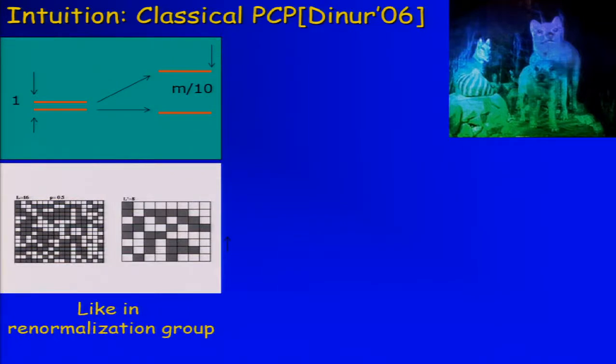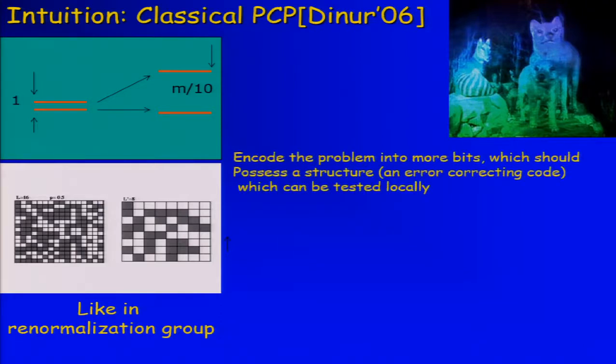But to the physicists and chemists in the audience, a possible way to think about it is something like a renormalization group approach, where you start from a small problem, and then you do some renormalization step and spread the problem a little bit to a slightly larger scale, and then you repeat. And this sort of makes the problem spread all over. And the only thing is that, in order to do that, you encode the problem into more bits, and you somehow make sure that they are encoded in a structure which can be tested locally. So that if it's not in the structure, you will find it everywhere, or easily.